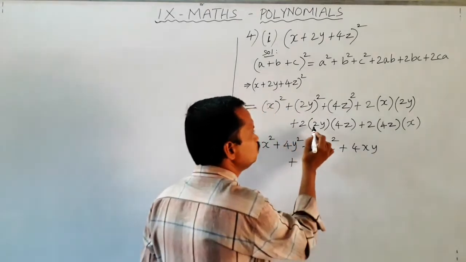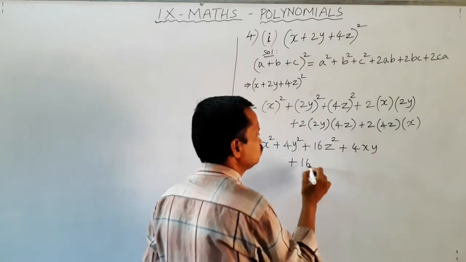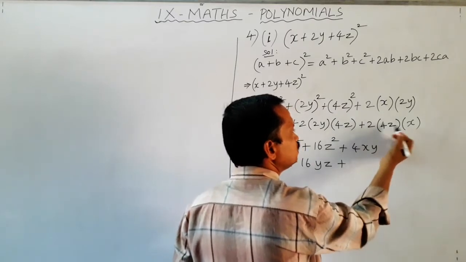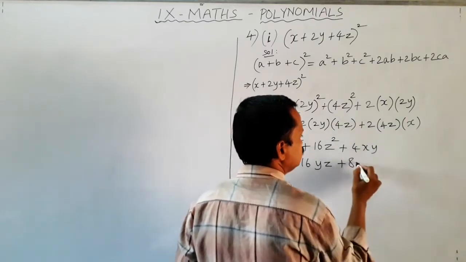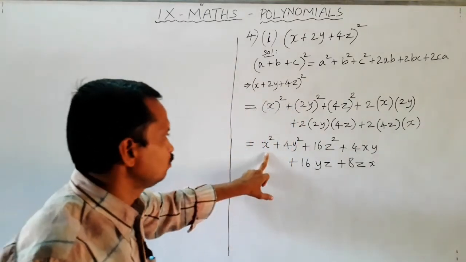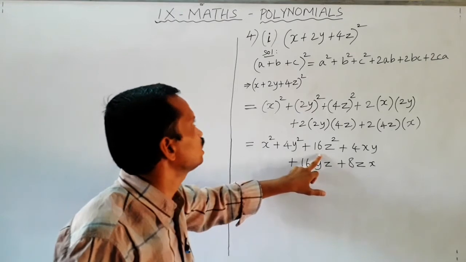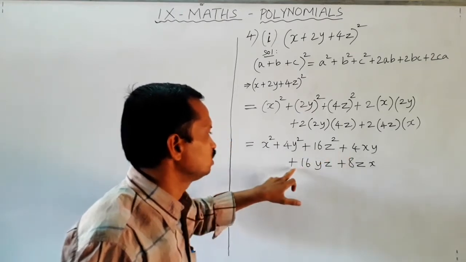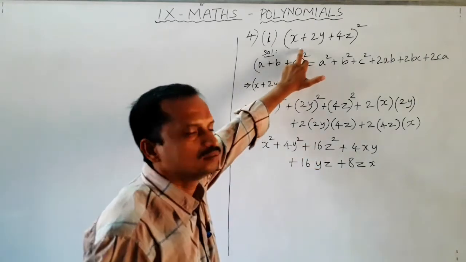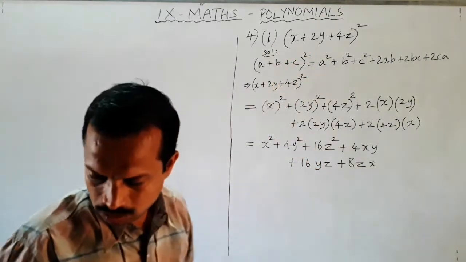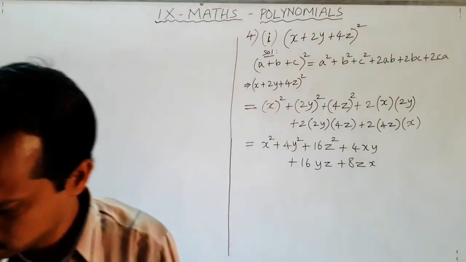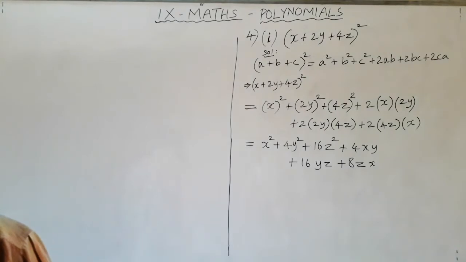And plus 2 into 2 4 into 4 16, so 16yz, and then plus 2 into 4 8, that's all numerical, so 8zx. You see, so this is what you get. So x square plus 4y square plus 16z square plus 4xy plus 16yz plus 8zx. This is the expanded form of this question. Clear? So expanding by using the suitable identity. This is the question.